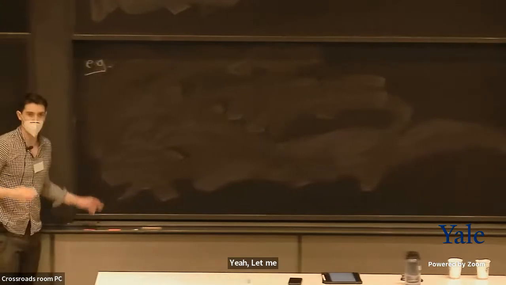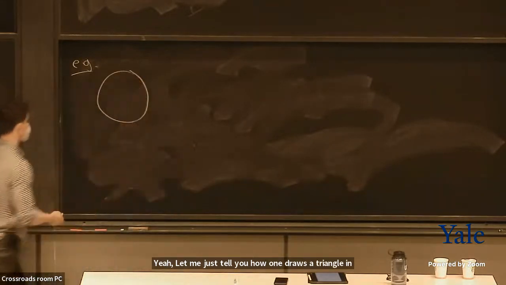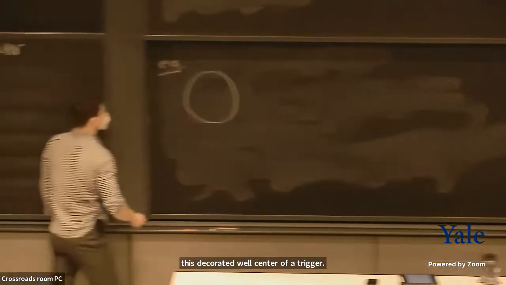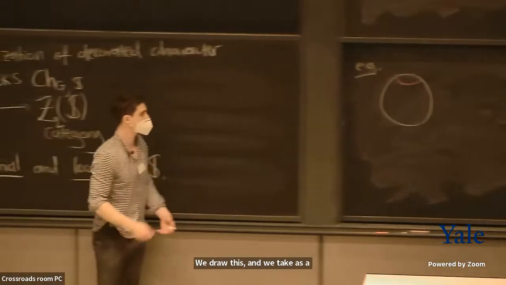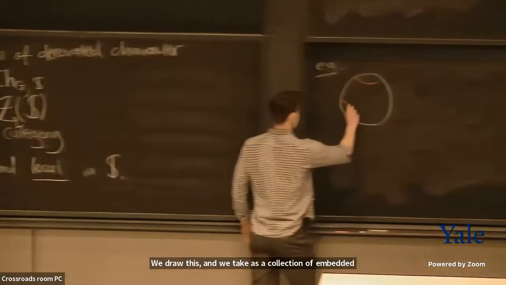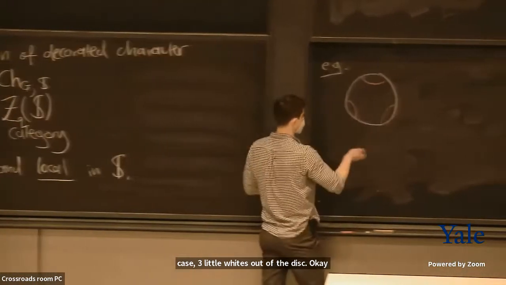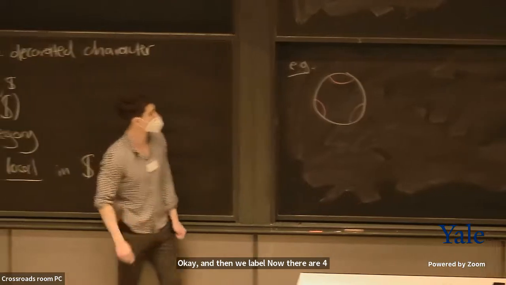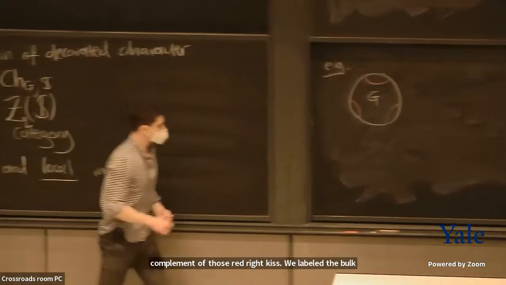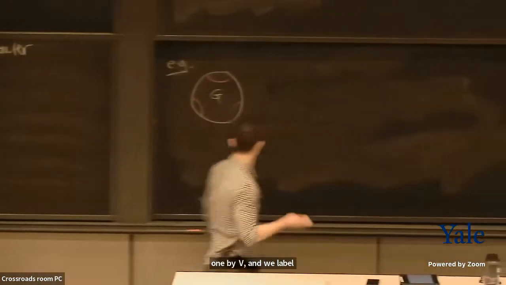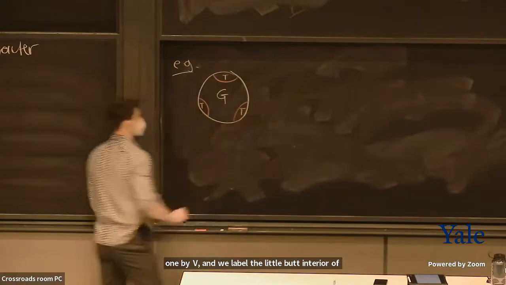Let me first tell you how one draws a triangle in this decorated world. To draw a triangle, we draw a big disk, and we take as our collection of embedded curves 3 little bites out of the disk, like this. Okay, and then we label. So now there are 4 components of the complement of those red curves. We label the bulk one by G, and we label the interior of those little bites, let's label that by T.